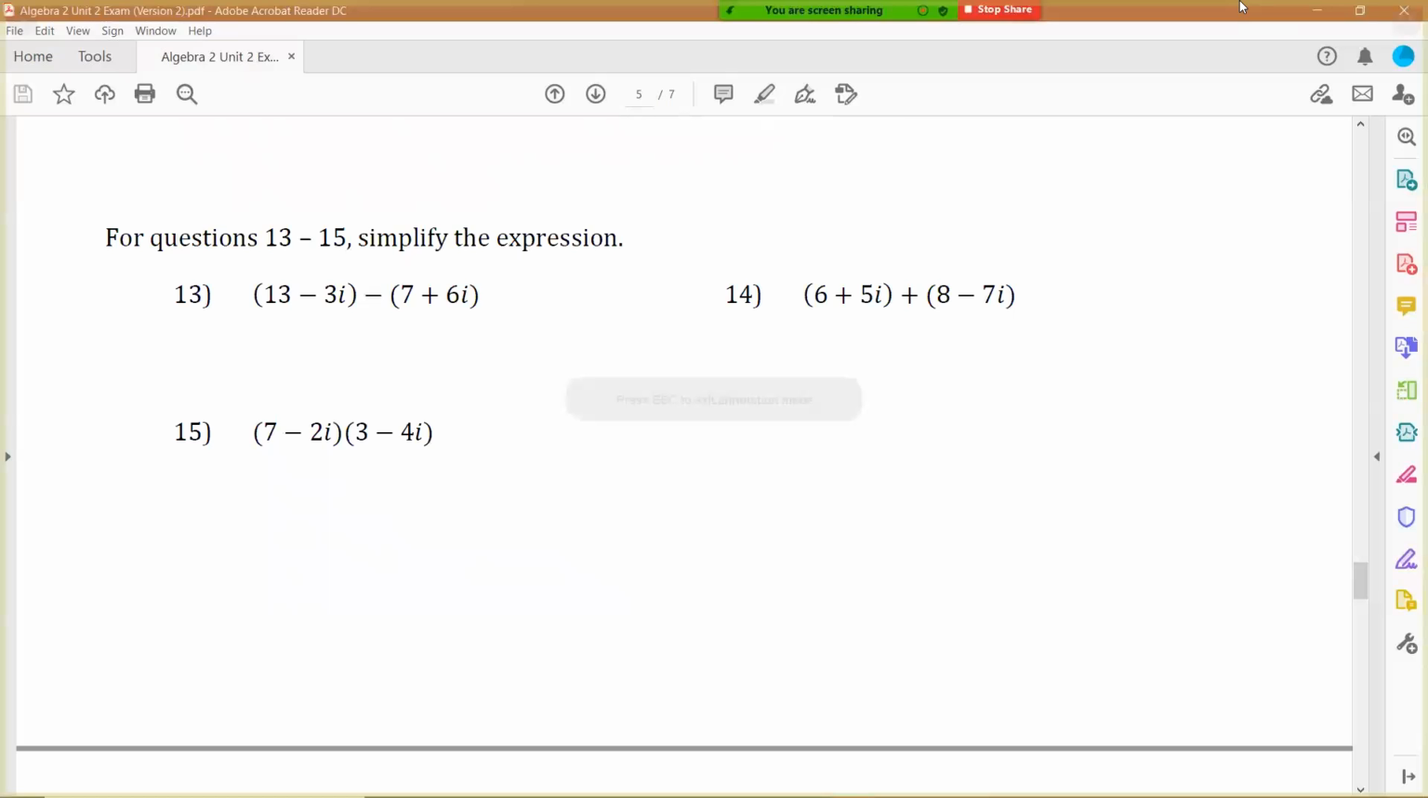Question 13 has this little minus sign right here though, so we want to get rid of it and distribute it in. The first set of parentheses stays the same. The second set, the signs are just going to change. So now we have negative 7 minus 6i.